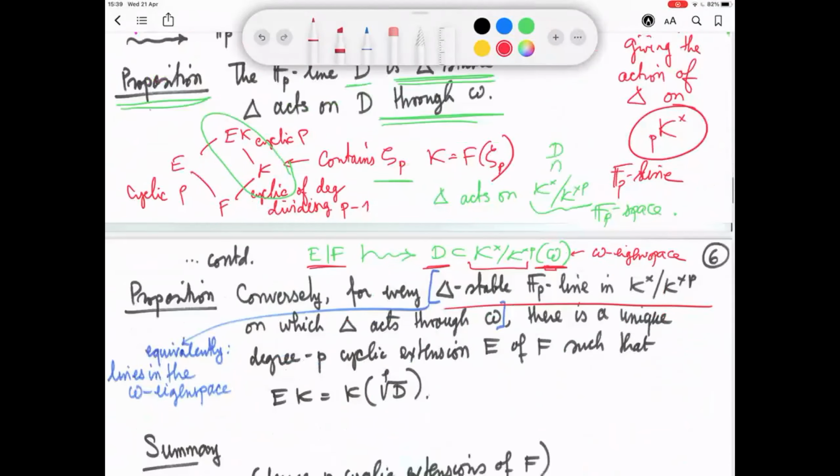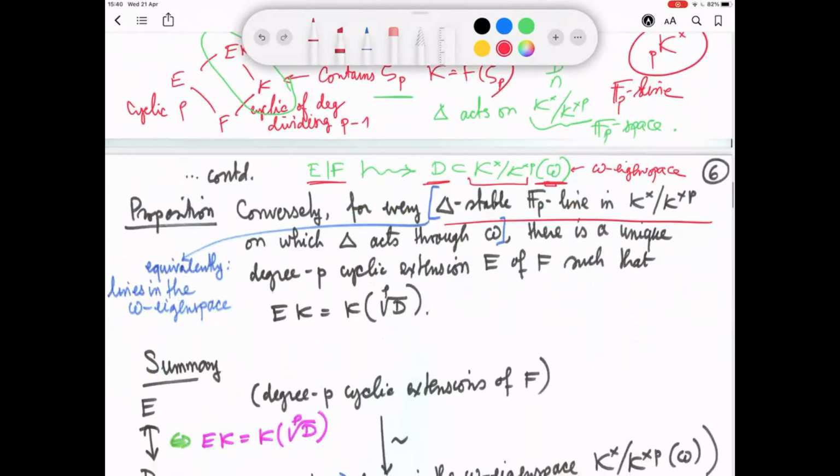Here on this page, to a cyclic extension of degree P, E over F, we adjoin an FP line D in K star modulo K star to the P omega. Conversely, given any D, an FP line in K star modulo K star to the P omega, we are saying that there's a unique cyclic extension of degree P over F, which gives rise to this D by the process described earlier.